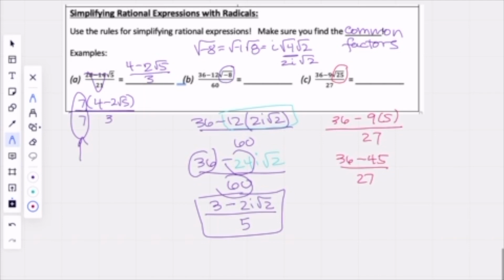And we would want to simplify this. What is 36 minus 45? That's negative 9 over 27, which is negative 1/3.